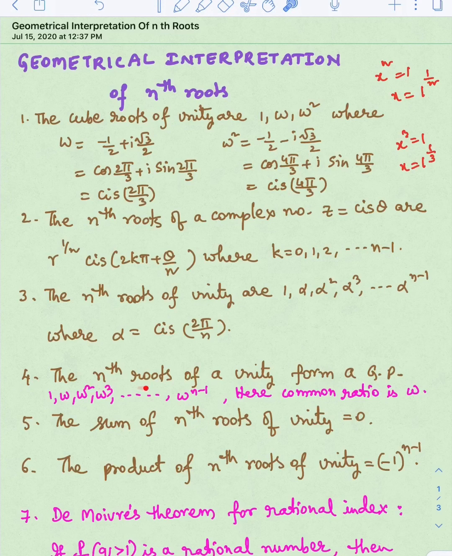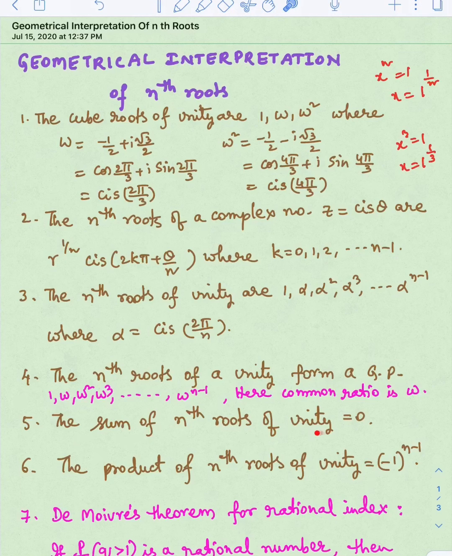Next point is the fourth point. Nth roots of unity are always in GP. You can see that form here also: 1, omega, omega square, omega cube, all these till omega power n minus 1. This is in GP, geometric progression, that is, the common ratio is the same. Omega by 1 is equal to omega square by omega. You get the same common ratio, which is omega. A2 by A1 is equal to A3 by A2. In 10th class we learnt about GP.